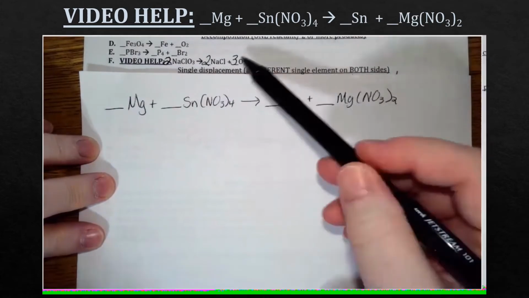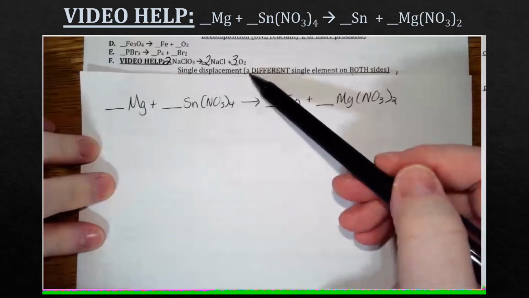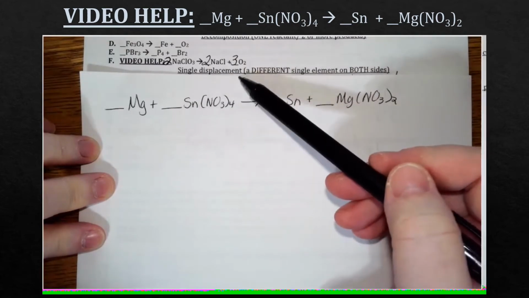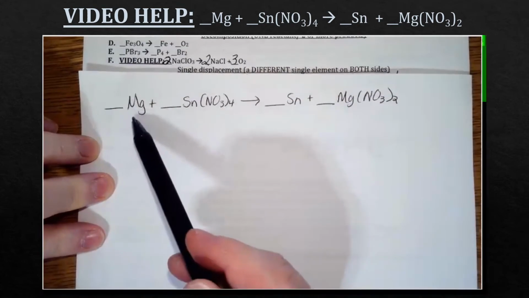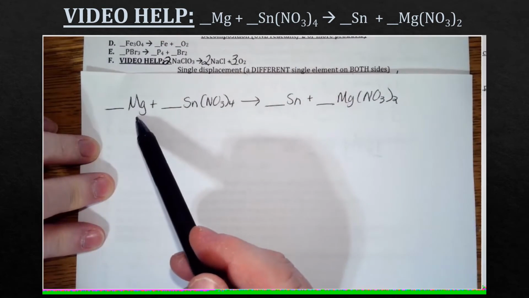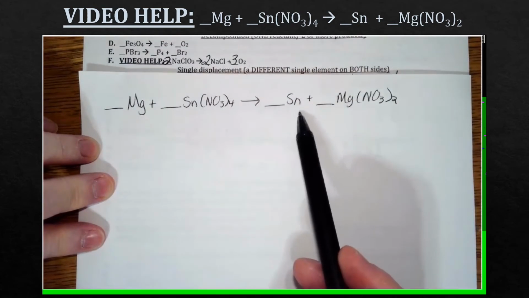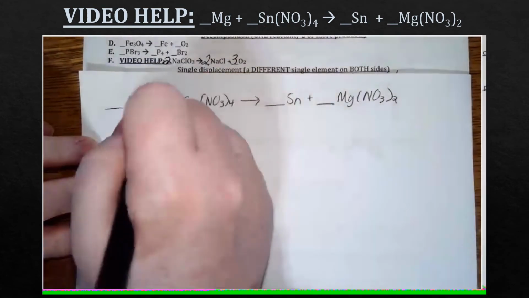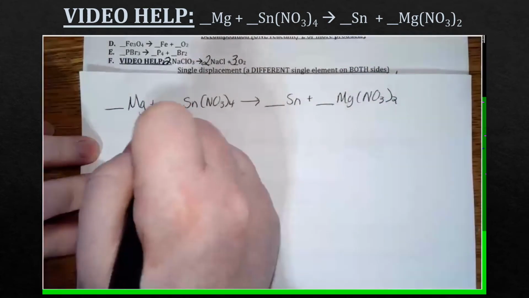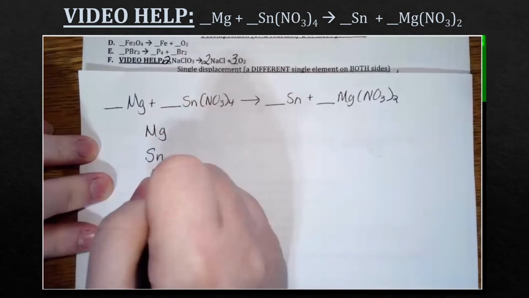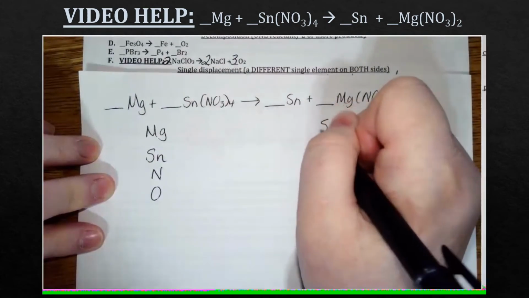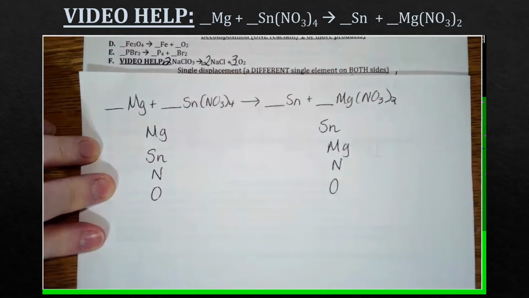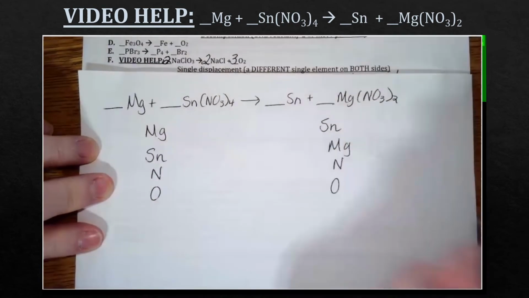Okay, for this next one, I'm going to do single displacement or single replacement. The way you can tell it's single displacement or single replacement is you see a single element on one side and then a different single element on the other side. That's the clue. All right, so I need to make my list of elements. I have Mg, and then I have Sn, N, and O. Over here I have Sn, Mg, N, and O. I have the same elements, which you have to.